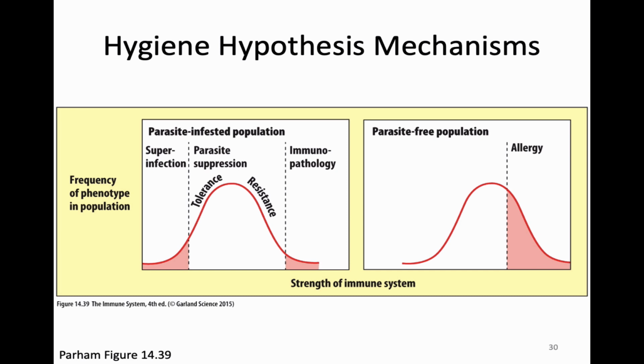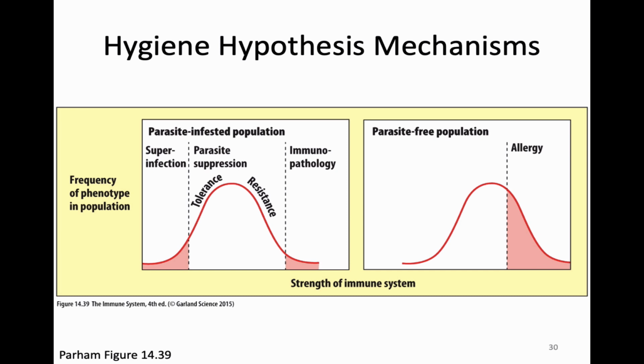There are other hypotheses about what the mechanism could be for the hygiene hypothesis, and one of those mechanisms is shown here. So you can imagine that within the population there is a normal distribution in terms of strength of the immune system. Some people have weak immune systems, some people have strong immune systems, and some people have immune systems in the middle. If the population as a whole are infected with parasites, that might shift the entire bell curve, the entire normal distribution, down to a lower strength of the immune system. The parasites in general may be suppressing everyone's immune system.